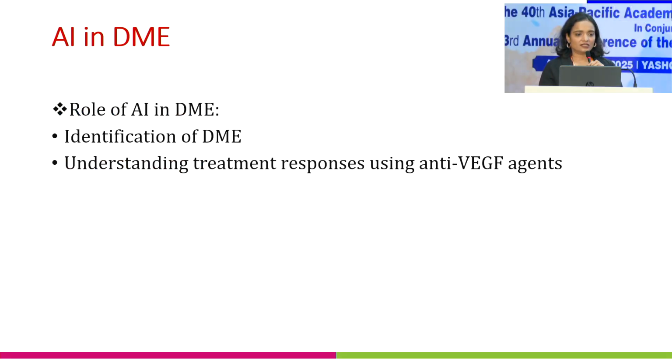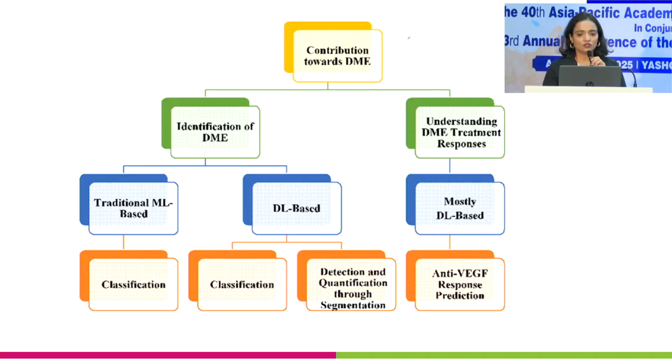Coming to the last thing, artificial intelligence in DME. There's a huge role of AI that is coming up with identification of DME and understanding even treatment responses of DME when we use various anti-VEGF agents. So let's look at this graph. Basically, for identification, traditional machine learning based is enough. However, deep learning has been used for classification, detection, and quantification through segmentation. And understanding treatment responses is mostly deep learning based as well.